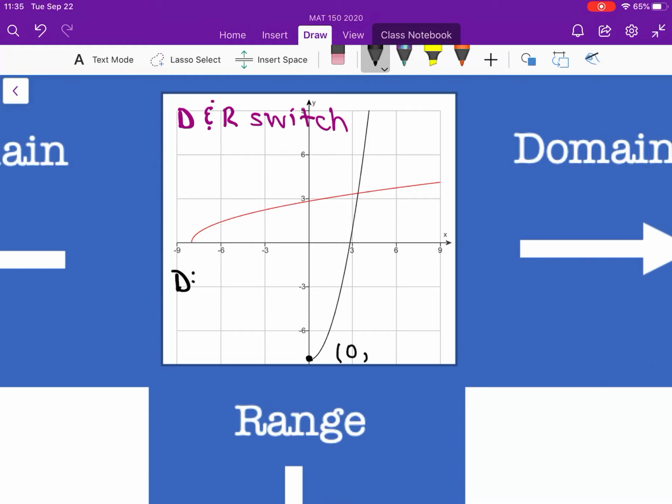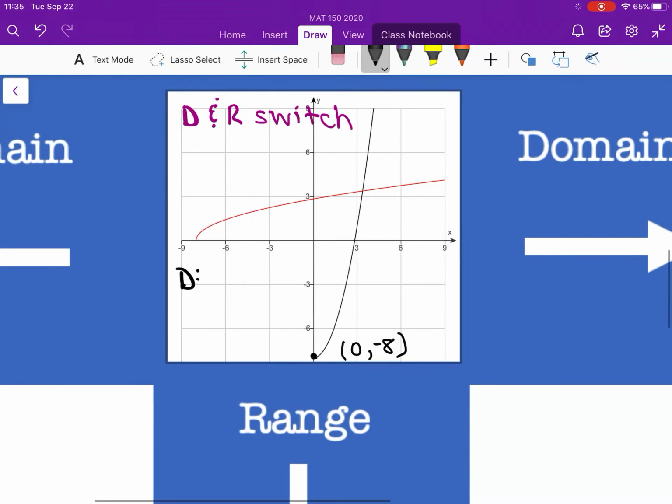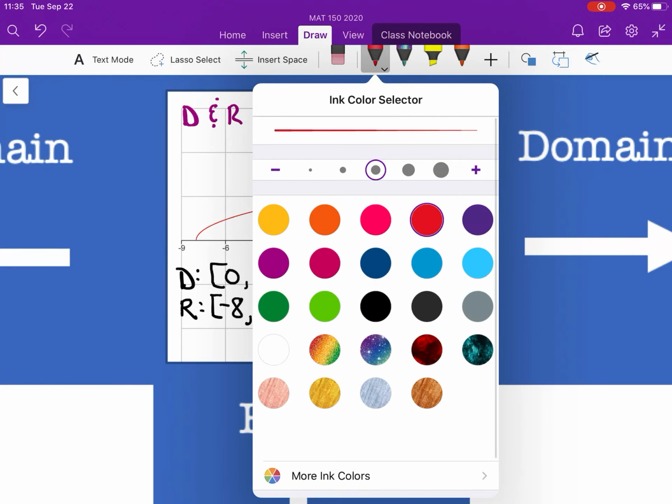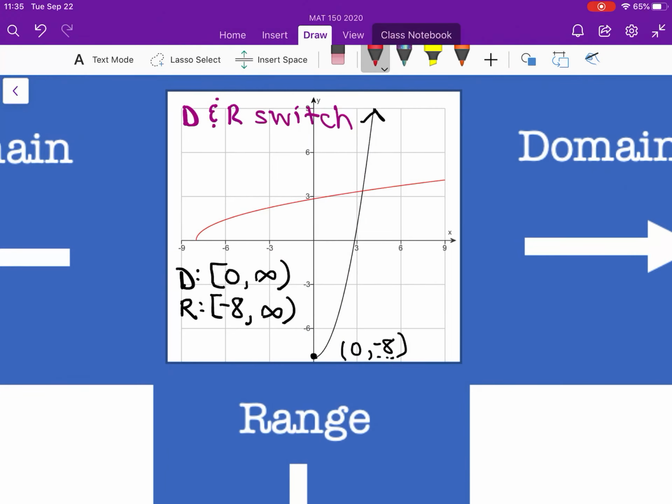starts at 0. If it helps, write the point out. So this looks like 0, -8. Okay, so the X value is 0. And then it goes left forever. The range is the Y value, so the Y value is -8, and then it goes up forever. So there's my domain and range for the black piece, which is half of a parabola.